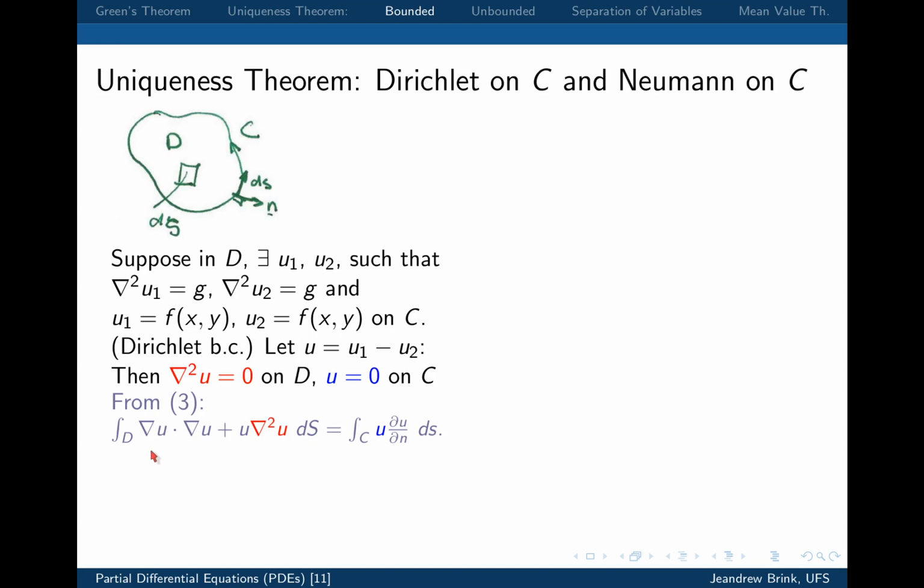And so what we're going to get is the gradient of u dotted with the gradient of u, plus u times the Laplacian of u, which we know to be 0, as well as u times the normal derivative of u on the boundary, which we also know to be 0. Okay? So we're left with this expression.